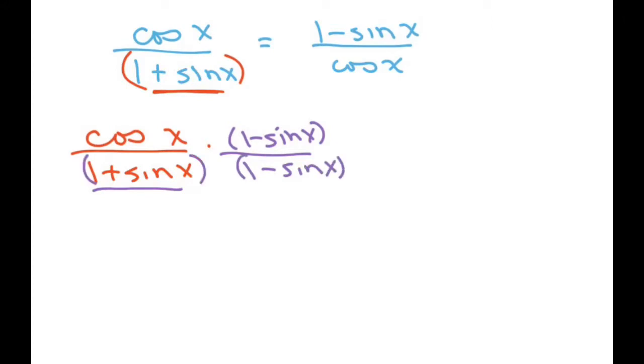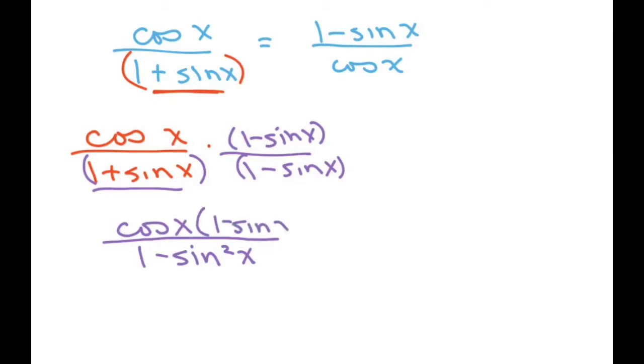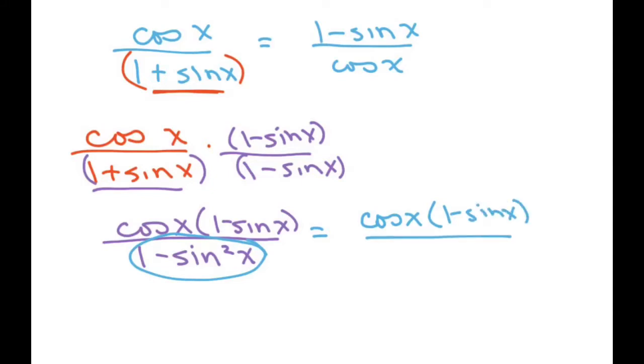Now, multiplying the denominator, you're going to get 1 minus sine squared of x. The numerator, you just have to copy it down. Well, the denominator here, that's cosine squared of x. So you get cosine of x times 1 minus sine of x over cosine squared of x. Now, cosine goes into cosine squared once. And so there you have your answer.